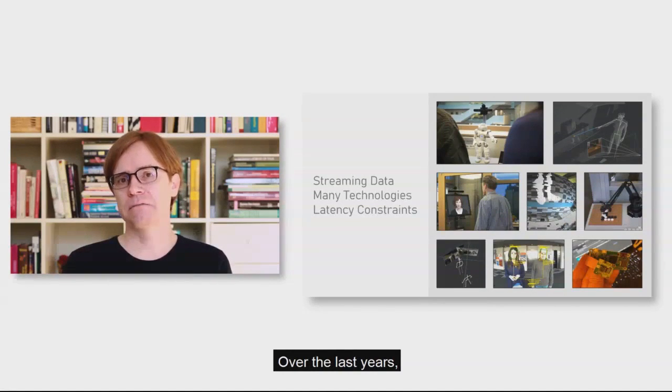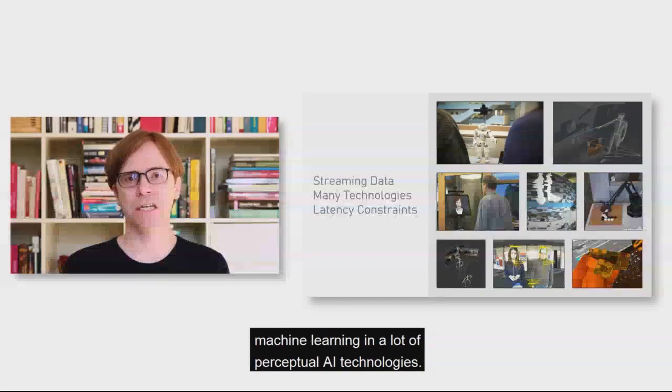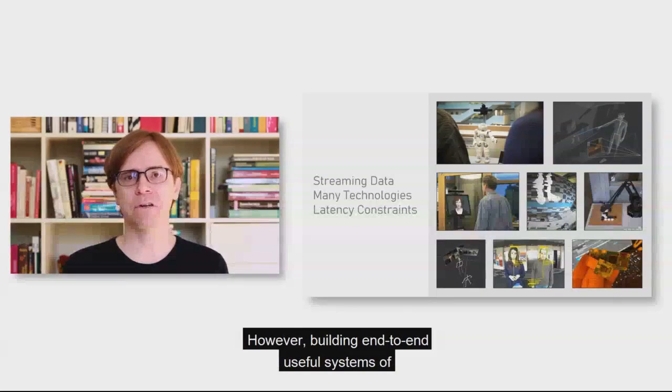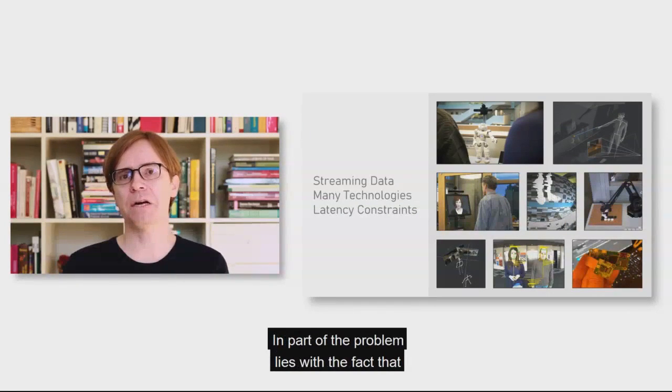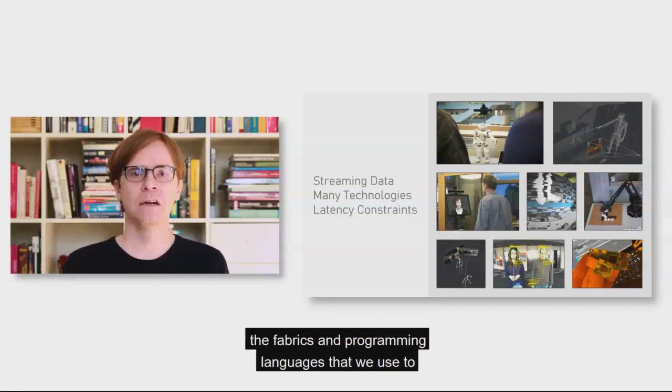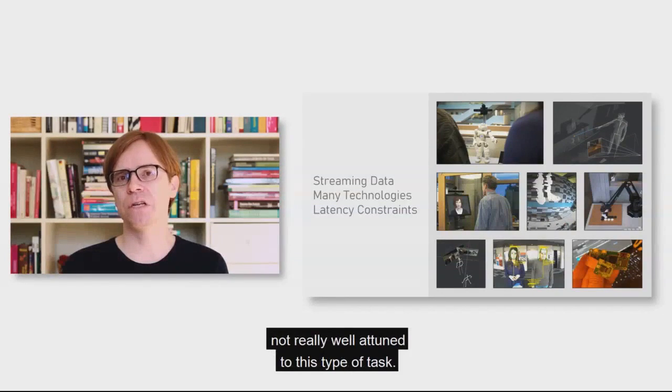Over the last years, we've seen a lot of fast progress with machine learning in a lot of perceptual AI technologies. However, building end-to-end useful systems of this nature is quite a daunting engineering task. And in part, the problem lies with the fact that the fabrics and programming languages that we use to build these systems are missing important primitives and are not really well attuned to this type of task.